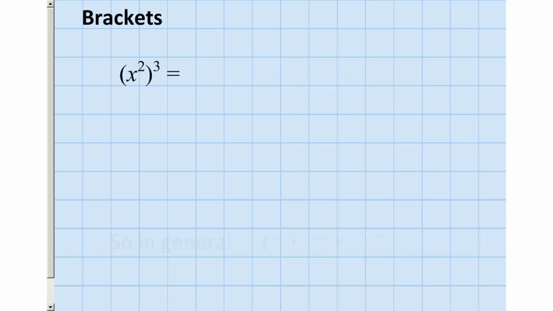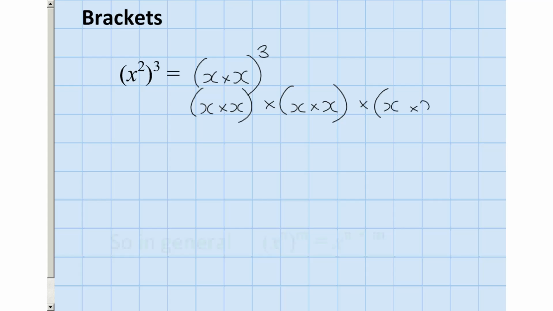And finally, brackets. x squared all to the power of 3. So that really means we've got an x times an x, that's my x squared, to the power of 3. So that means we've got an x times an x times another x times an x times another x times an x. So we've got x times x times x times x times x times x. So we actually have x to the power of 6.